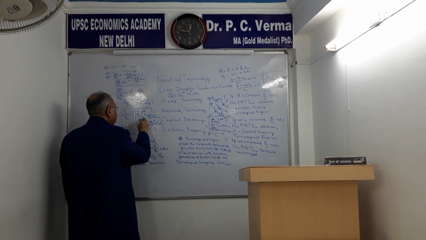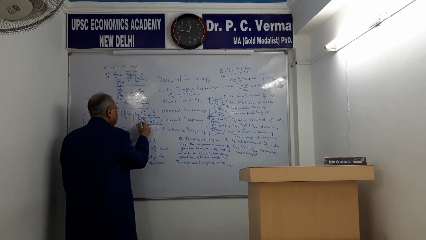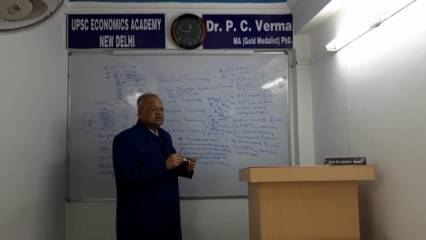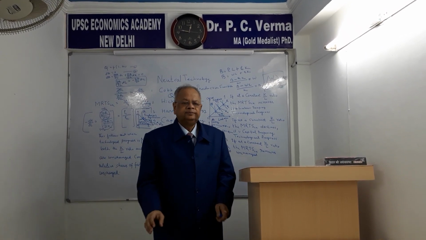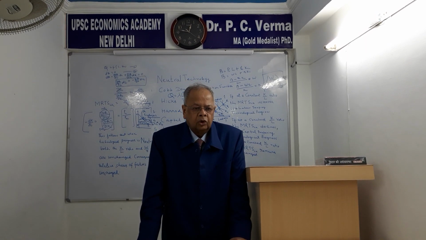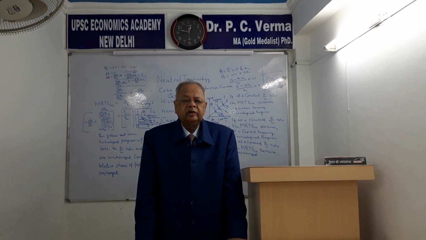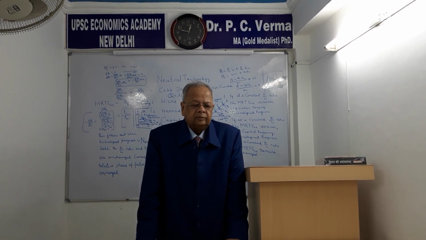These 2 conditions are satisfied at point E because it is convex to the origin, and it is tangent. So 2 conditions are satisfied at point E. So producer's equilibrium is obtained at point E.